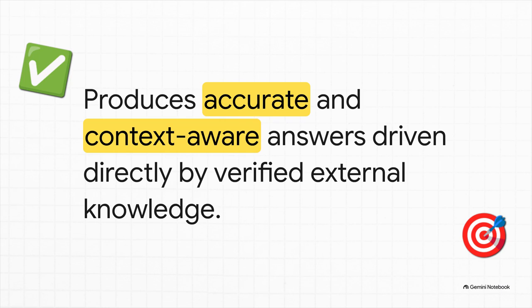And the output? It's a highly accurate, context-aware, and completely relevant answer. The AI isn't just taking a wild guess. It's practically citing its sources based on verified context. It's a total game changer for AI reliability.